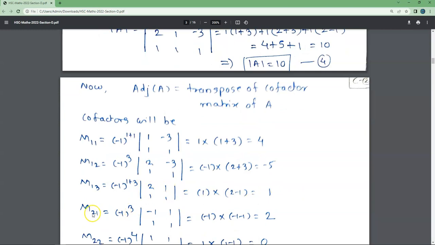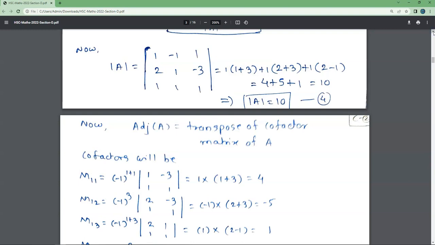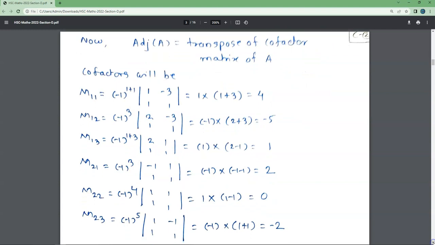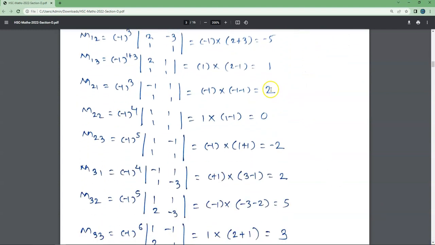Now how to do it for 2, 1? M21, that is minus 1 raised to what? 3. Why? Because 2 plus 1 is 3. Now how is this calculated? See now 2, 1. What does it mean? Second row and first column. So you just need to skip the second row and the first column. So this will give you minus 1, 1 and 1, 1. Okay, that's how it is. So minus 1, 1, 1, 1.